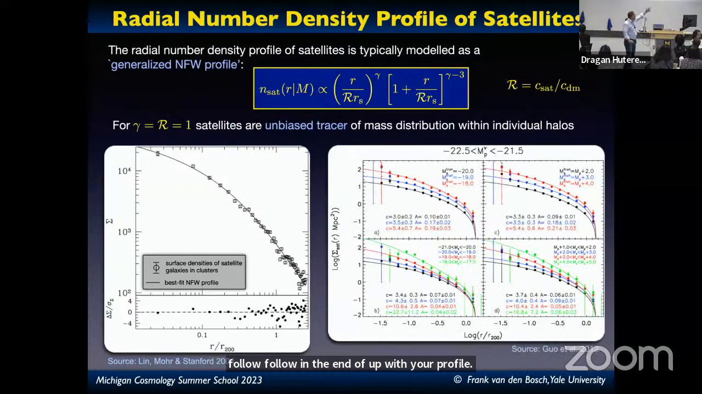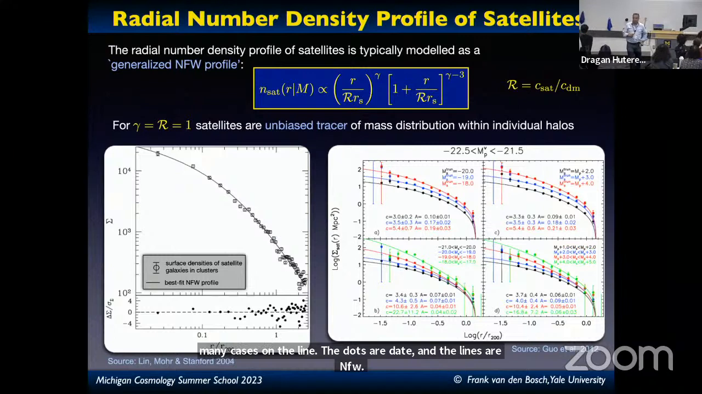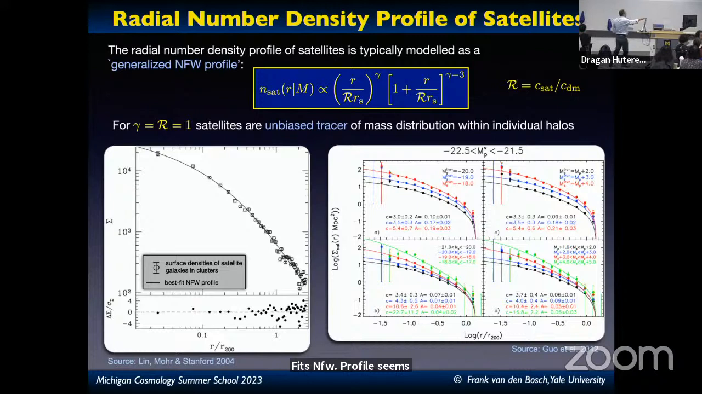People have done similar sort of things with other surveys. With the Sloan survey, you go to isolated galaxies and you look at the radial profile of the faint satellites around them. In many cases, all the dots are data and the lines are NFW fits. NFW profile seems to fit the radial profile very, very nicely. Although I should point out, often the concentration that you have to assume is not necessarily equal to the concentration that you predict for halos of that mass. Okay, in other words, that calligraphic R that I mentioned does not have to be 1.